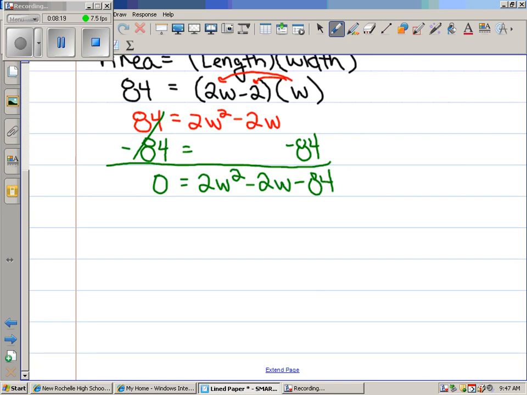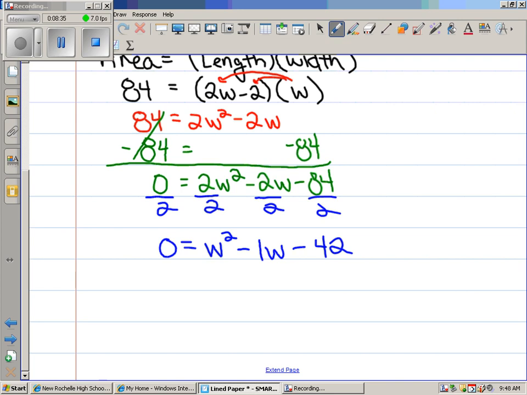Now, those are some big numbers we're throwing down there. Let's divide them all by 2. Excellent. Great suggestion, Brandon. So divide them all by 2. 0 equals W squared minus 1W minus 42. Who knows two numbers multiplying to be negative 42, adding to be negative 1? 7 and 6. Great job. So now we're going to factor it.